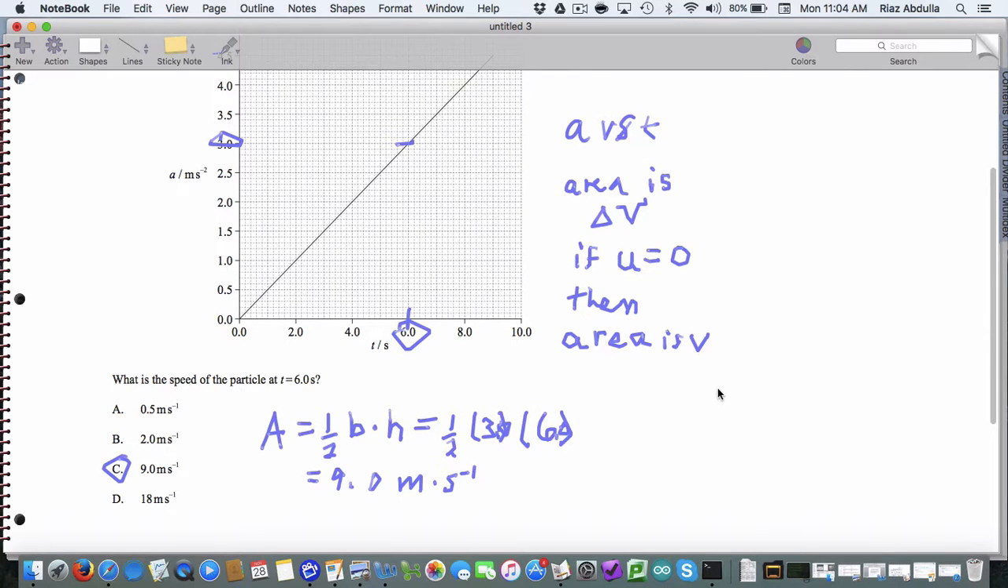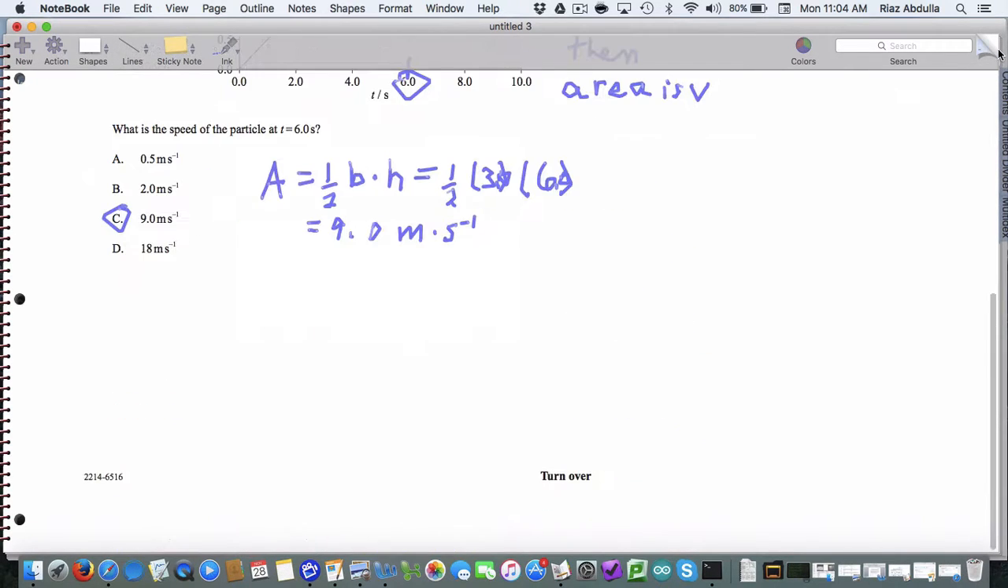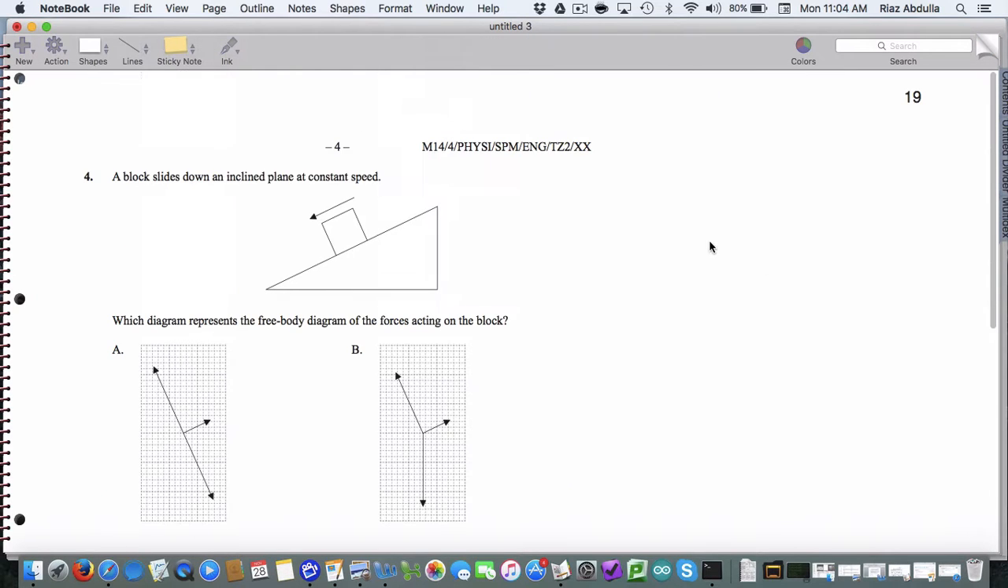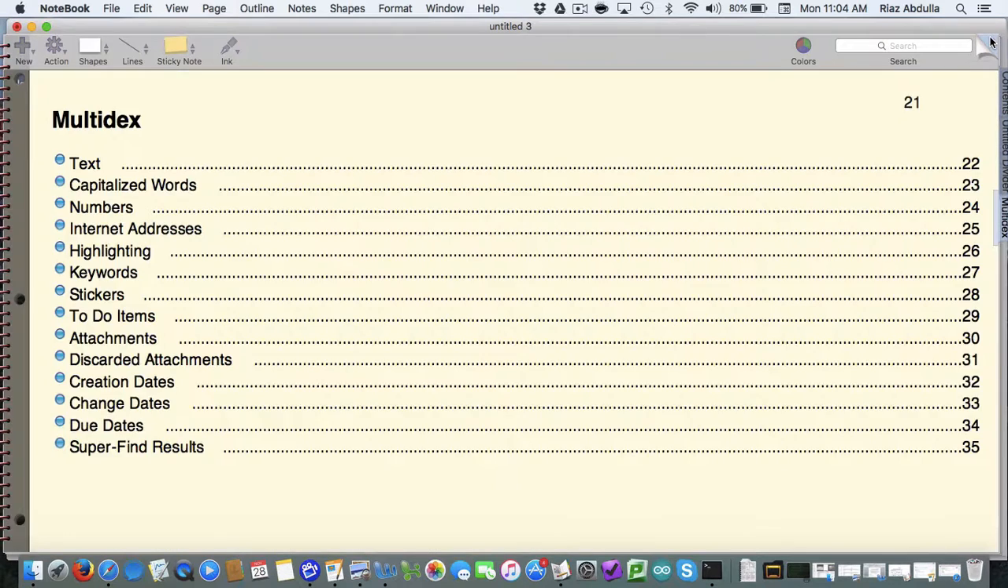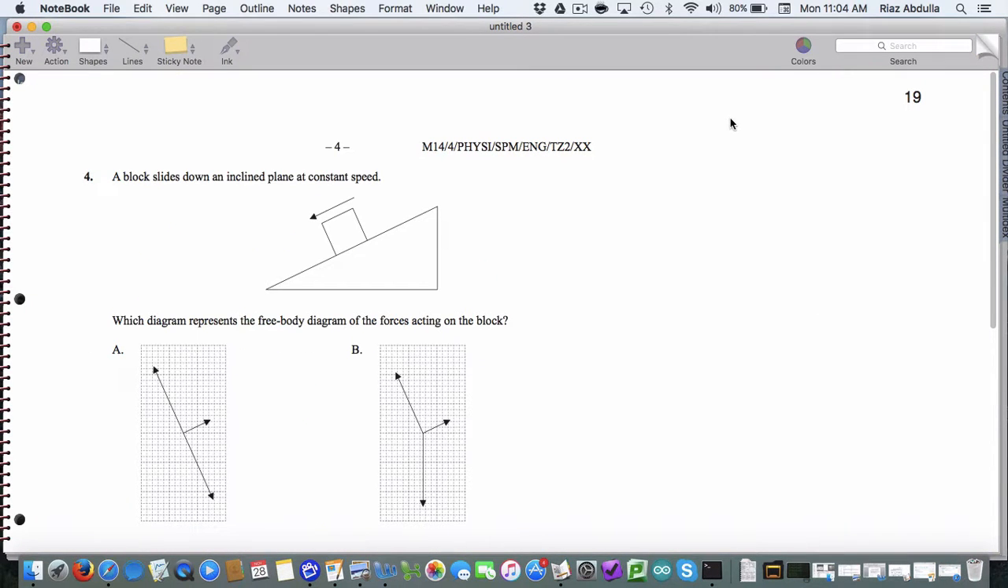So that is question number 3 on the extended questions, or the extra questions. I just didn't number them properly. Sorry about that. And that pretty much covers all of our motion questions.